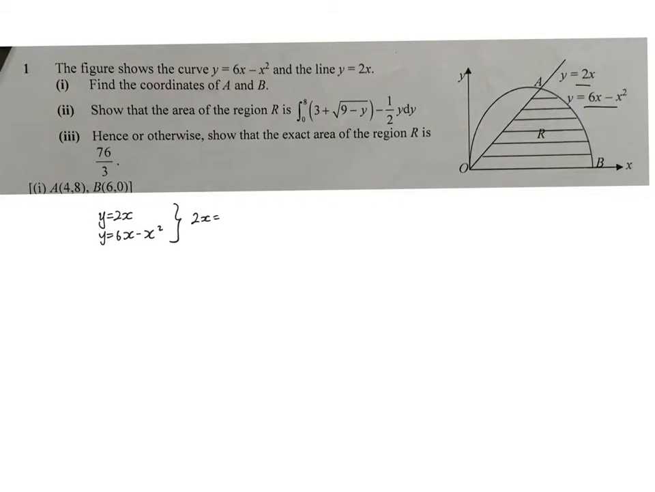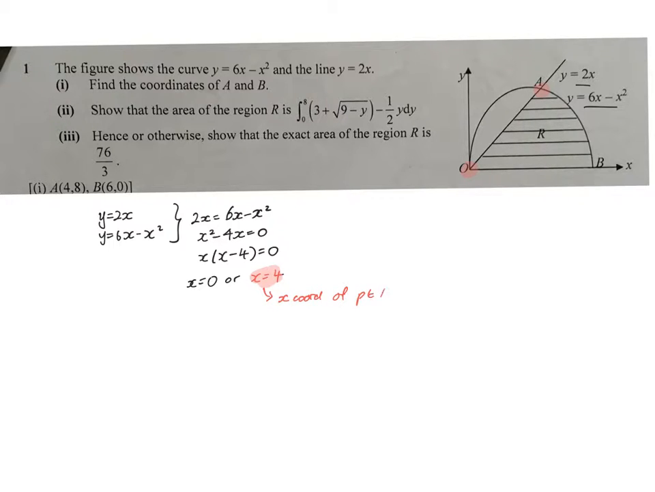Okay, so if I equate, substituting y into 6x minus x squared, then I'm just going to get x squared minus 4x equals 0, and finally I have x equals 0 or x equals 4. You can see that x equals 0 basically lies at this point. There are two intersections between the curve and the straight line, and one of them is x equals 0 and one is x equals 4. So x equals 4 has to be the x coordinate of our point A.